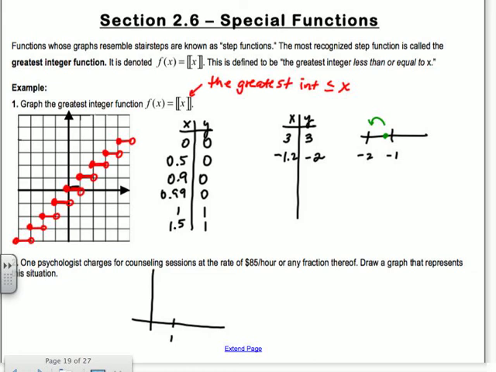Okay, so between 0 and 1 hours, how much is it costing? $85. So it's that flat rate of $85. Once you get past 1 hour, so 1 hour and 1 minute, you bump up to 170, right?